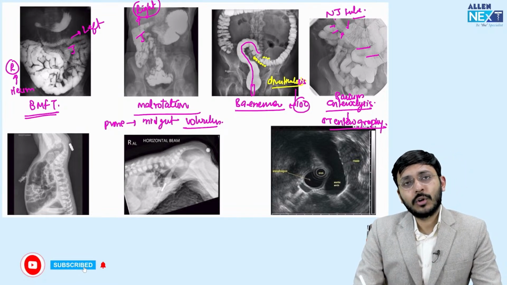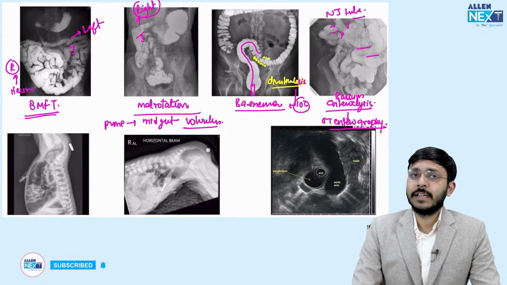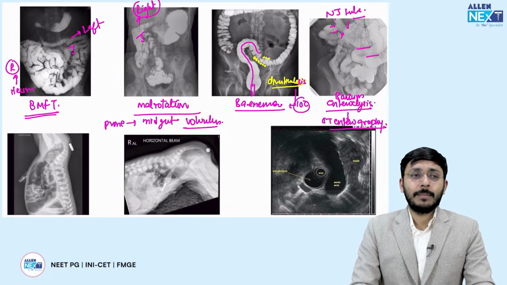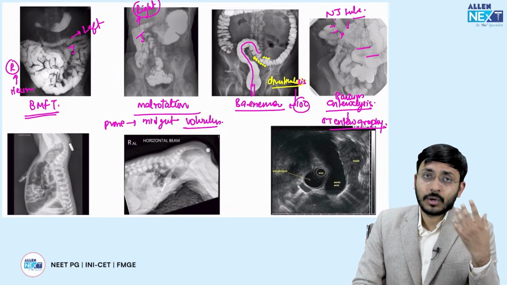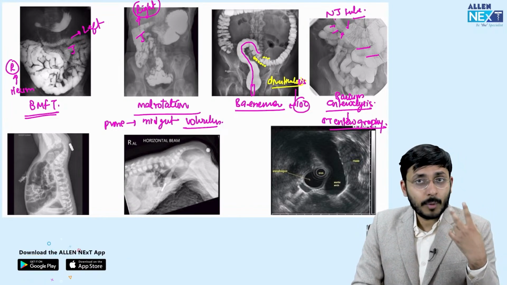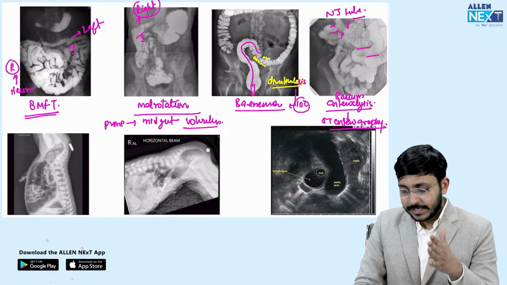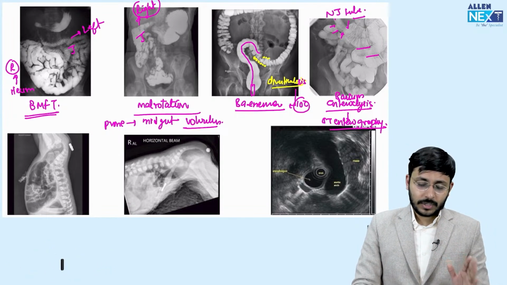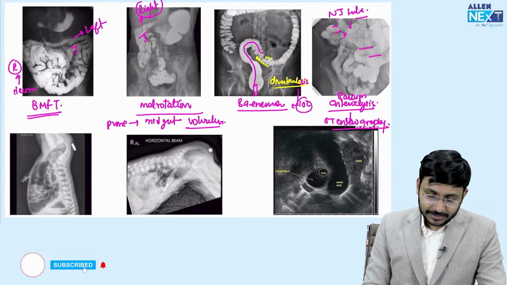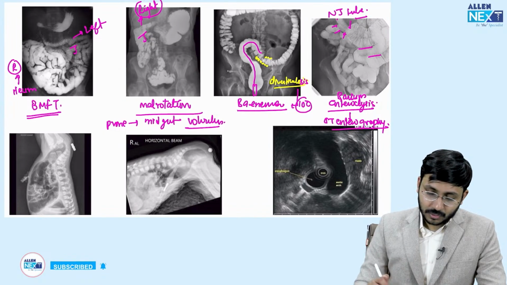So CT enterography will be the investigation of choice whenever we want to evaluate small bowel pathologies, for example, Crohn's disease, abdominal tuberculosis. For all these, we'll do a CT enterography. Now, which is this? The fifth image that is shown, the X-ray.